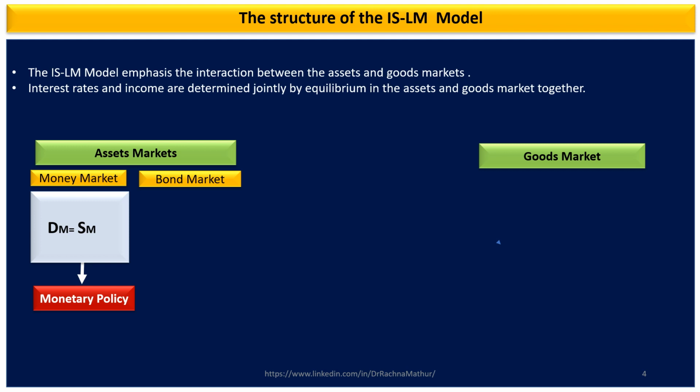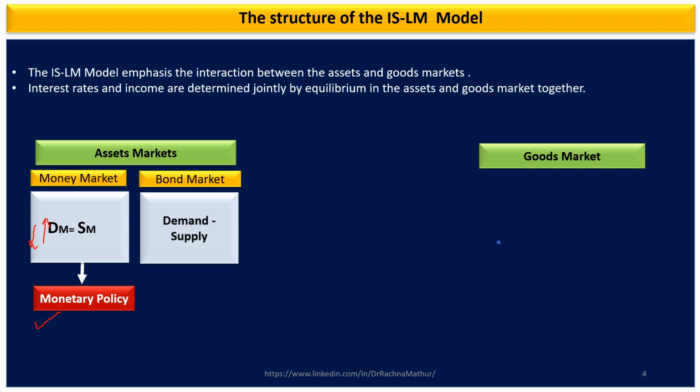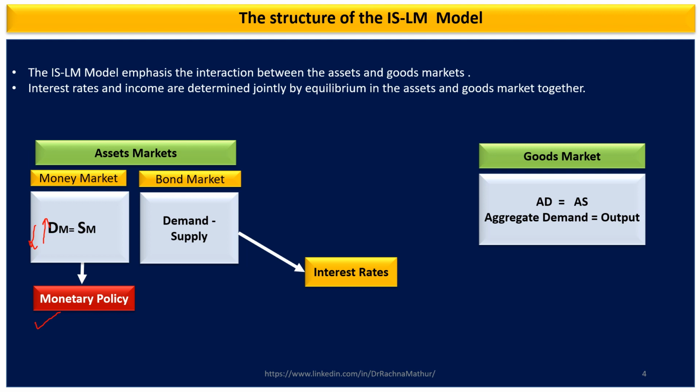If the central bank decides to take expansionary monetary policy by cutting down the rates, demand for money will increase. If the central bank decides to take contractionary monetary policy by increasing the rates, the demand for money will fall. In the bond market, the demand and supply of bonds depend upon the interest rate. While in the goods market, the equilibrium is decided on the basis of aggregate demand and aggregate supply.